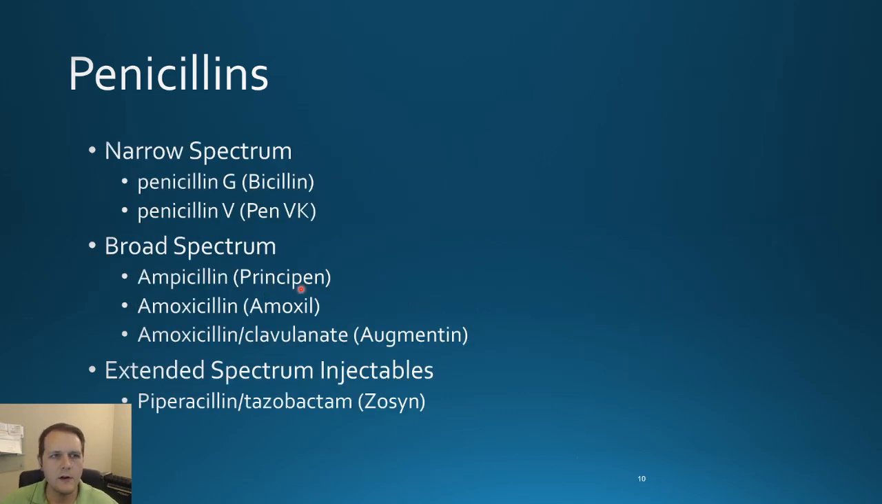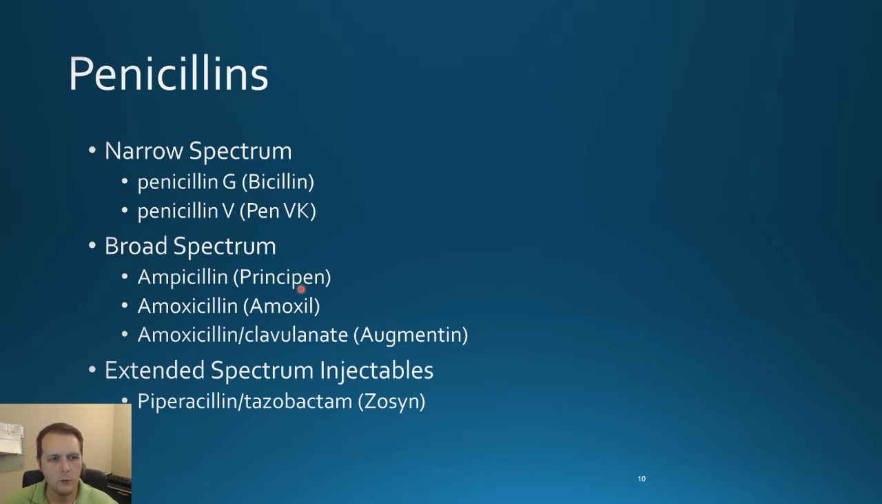So what are some of our different penicillins you might run into? This includes our narrow spectrum penicillins like the original penicillin G, penicillin V. Again, these came from molds originally, so some of you might actually have some growing in your refrigerators right now. You can go check that out, right?